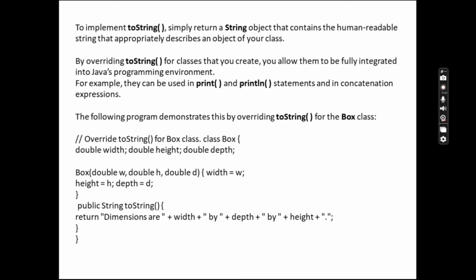Double width, double height and double depth, as we have seen in the previous examples, the same Box class is used. So width, height and depth are double. We are initializing them, and in the toString method, we are overriding this, and the dimensions are width, depth and height. The actual toString only converts the value to a string representation, and this toString is doing what? It is giving the complete string, like dimensions are width by depth by height.